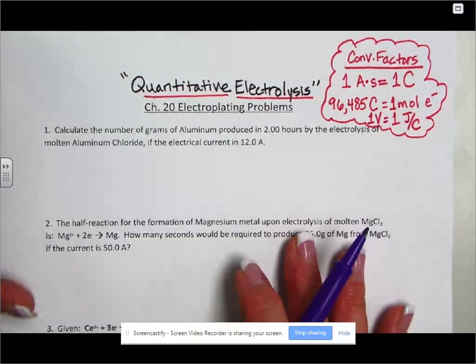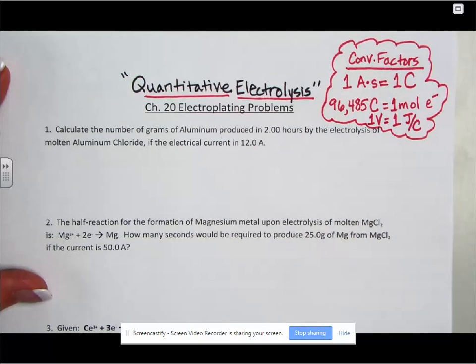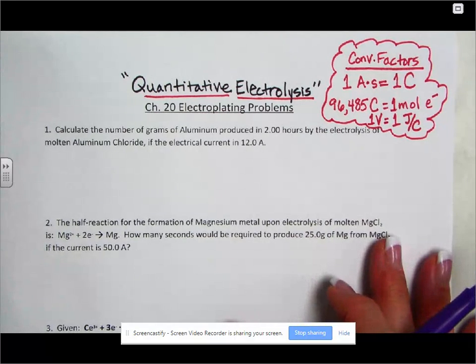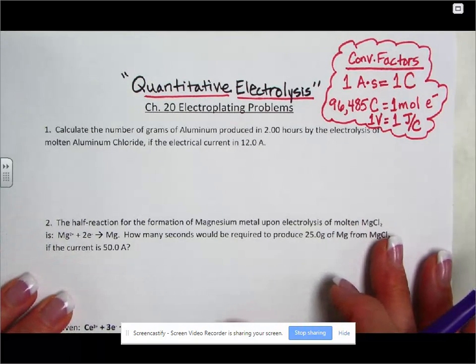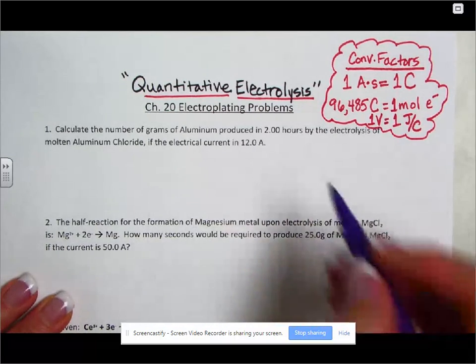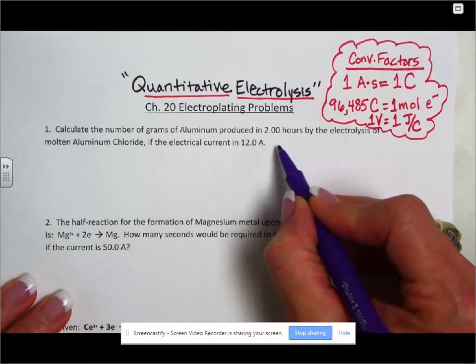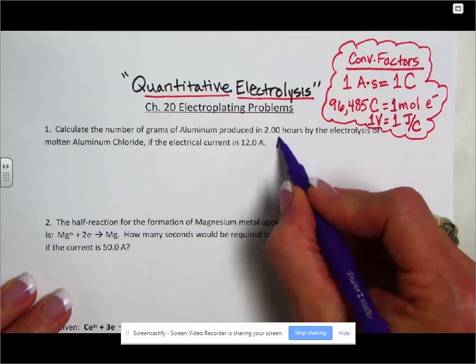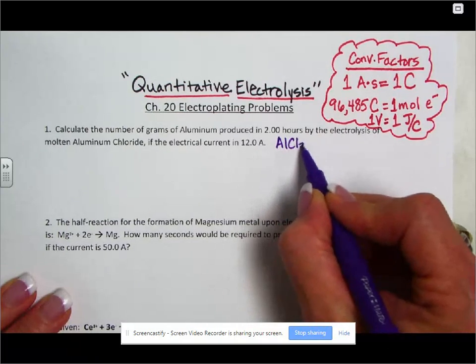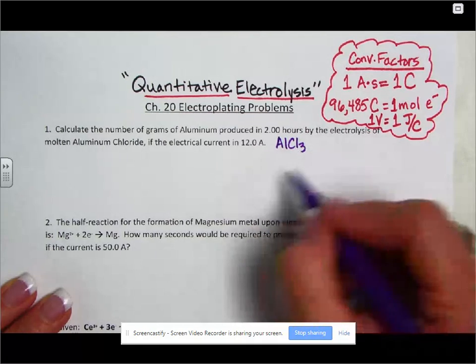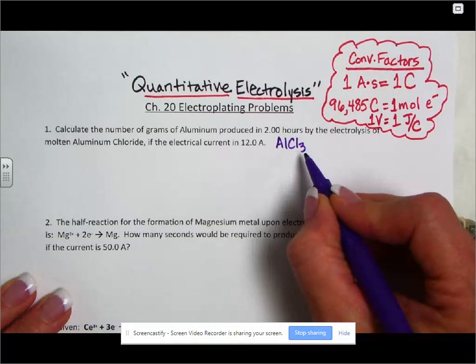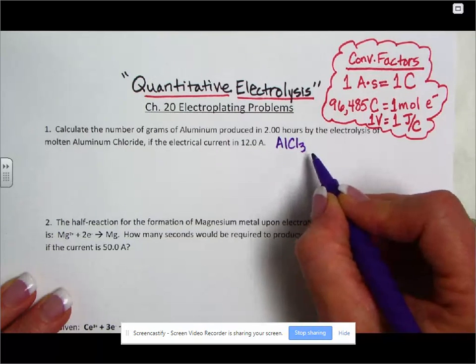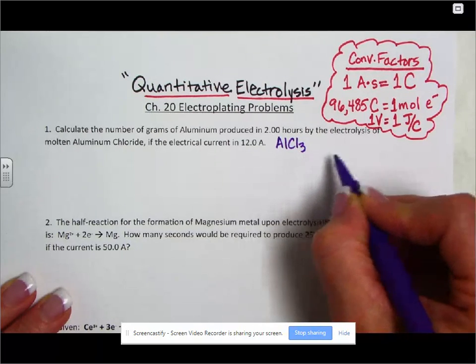Okay, so let's take a look at number 1. This problem wants us to calculate the number of grams of aluminum that would be produced in 2 hours by the electrolysis of molten aluminum chloride. Now, one thing that you will need to do for this particular problem is understand that aluminum chloride, its formula is AlCl3, and that would be a soluble salt.